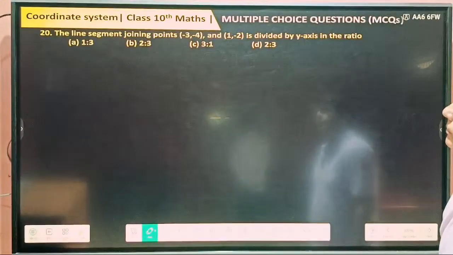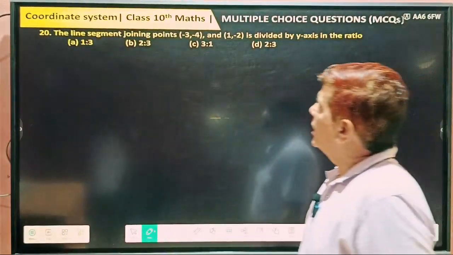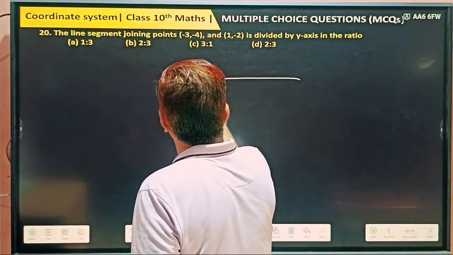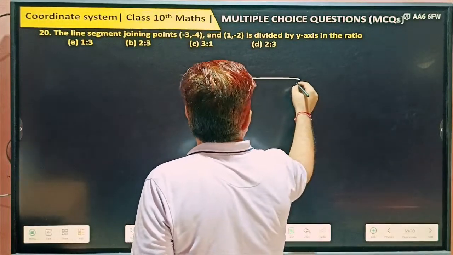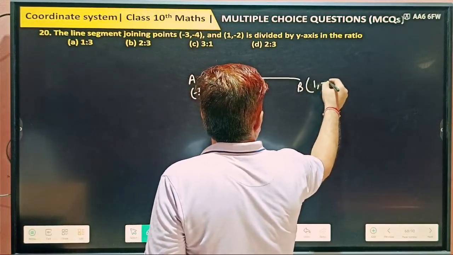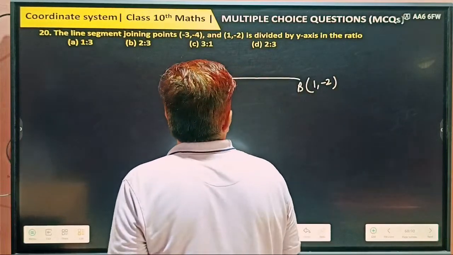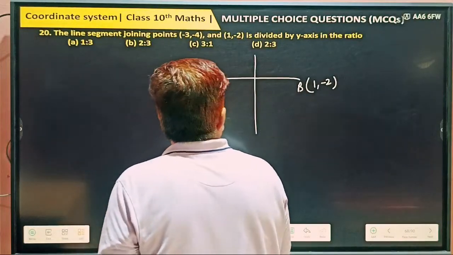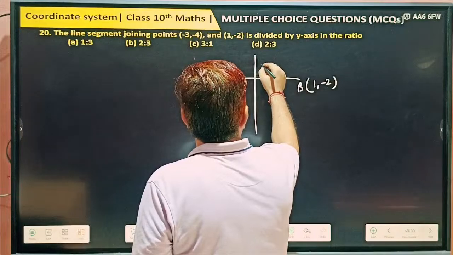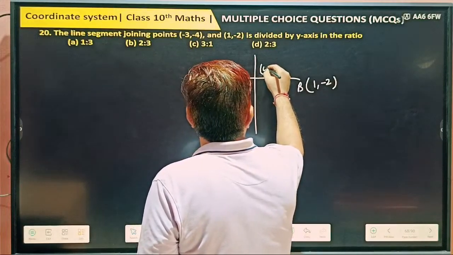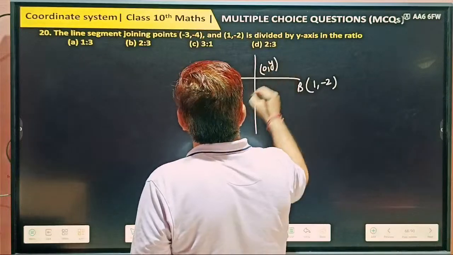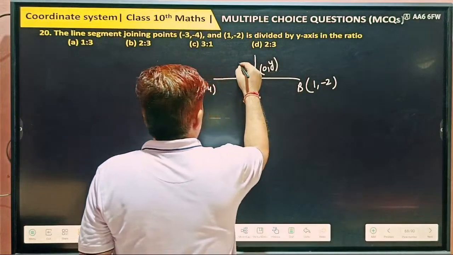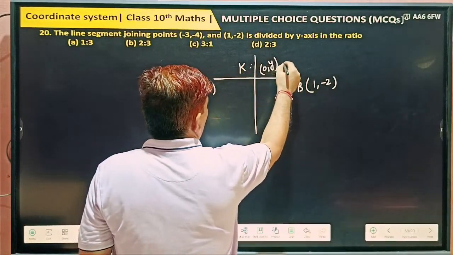Next, the line segment joining the points A, whose coordinates are (-3, -4), and B, whose coordinates are (1, -2), is divided by the y-axis. So the y-axis is cutting this segment. What are the coordinates of this point? Y-axis means x is equal to 0, and y is unknown. We are saying it divides in the ratio k to 1.